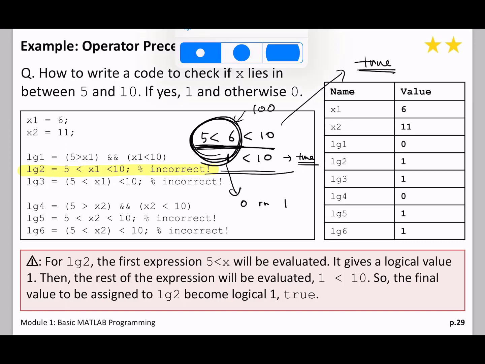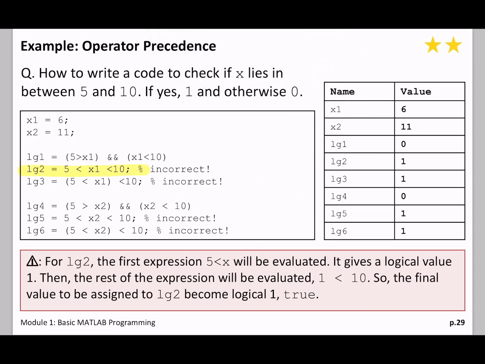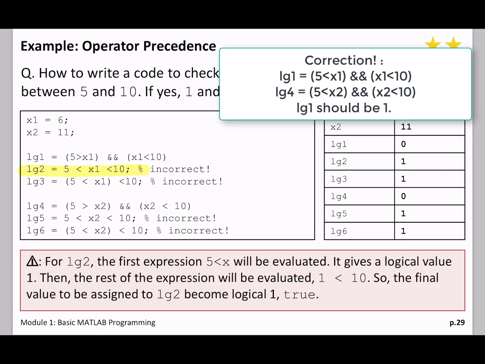Does it make sense? So basically, the correct approach is you can make two different statements. The fact that x is in between 5 and 10 means x is more than 5, right? And x is less than 10, right? So that's why this one is the correct script. Okay.